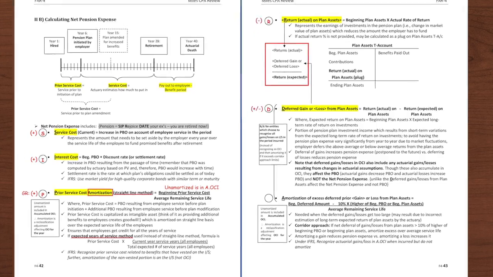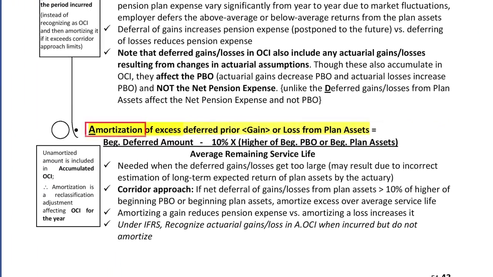Getting back to page 43 of your book, highlight amortization of excess deferred prior gain or loss from plan assets. Put a box around amortization, write A on the bubble, and the sign is minus/plus. So if it's an amortization of excess deferred gain, in that case it reduces pension expense. But if it's amortization of excess deferred prior loss from plan assets, that's addition to the net pension expense. Now, we know that the unamortized portion of the deferred gains or loss, that's on the balance sheet, that's in accumulated OCI.